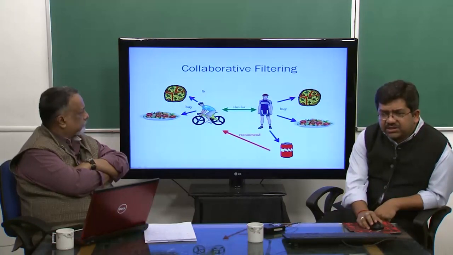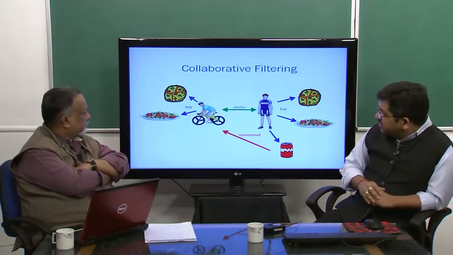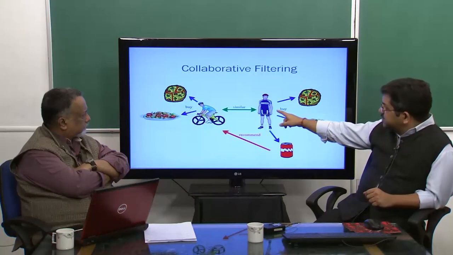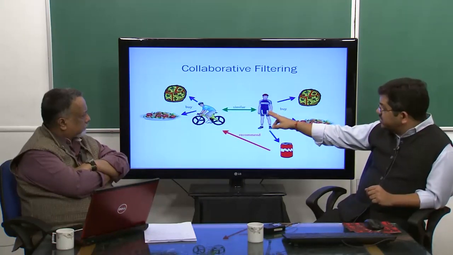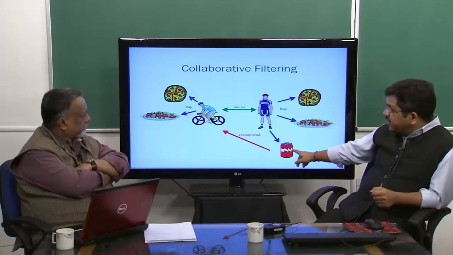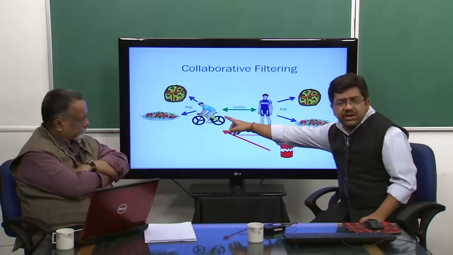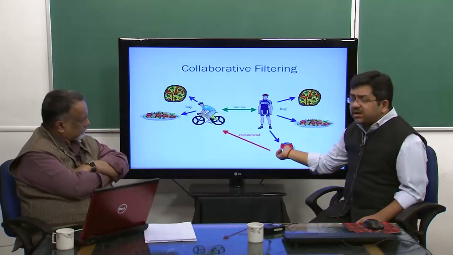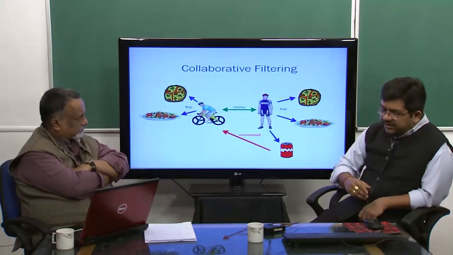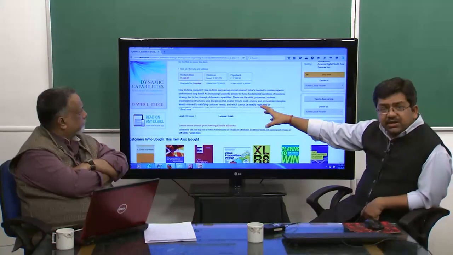One example of this I have given here: consumer 1 purchases two products, A and B, and there is another customer who also purchases products A and B. Based on this similarity, if consumer 2 purchases this drink, then obviously you can recommend it to this customer too, because their preferences are quite the same. You can recommend this product to them, which increases the chances of sales for the company.